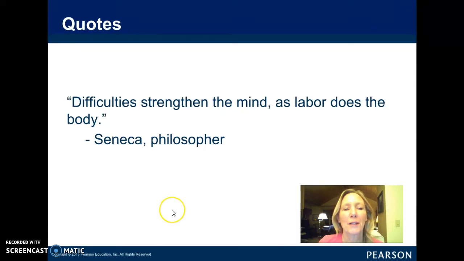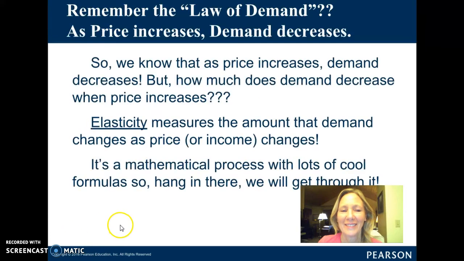And this quote was perfect. "Difficulty strengthens the mind as labor does the body." Sometimes I think I'd rather labor.